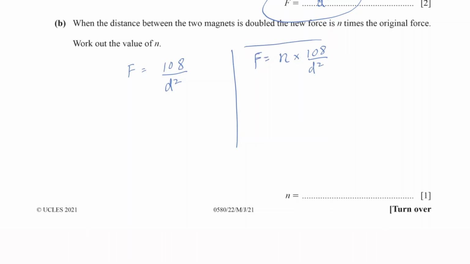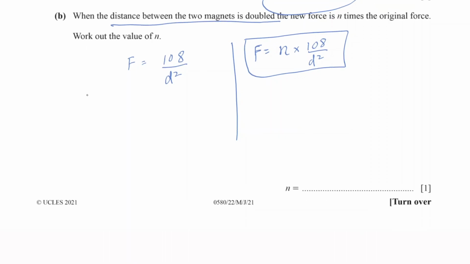But what is the case here? The case is when the distance between the two magnets is doubled. Before it was d and now it is 2d. Now the distance is doubled, right? This is the previous one. This is the new force. So let us put the value of d as 2d. If it is 2d, then what will happen?